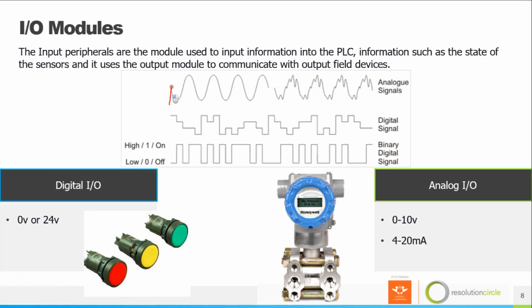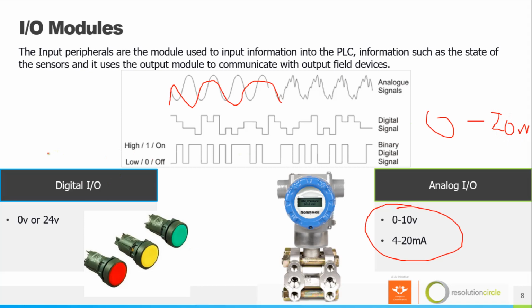As you can see, analog signal is continuous. It varies. Some vary between 0 to 10 volts, some 4 to 20 milliamps, some 0 to 20 milliamps. Digital is a signal which only has 2 states. It's either high or low, either 0 volts or 24 volts.